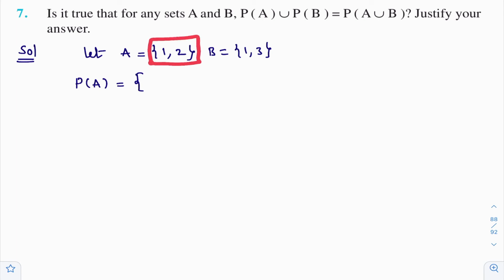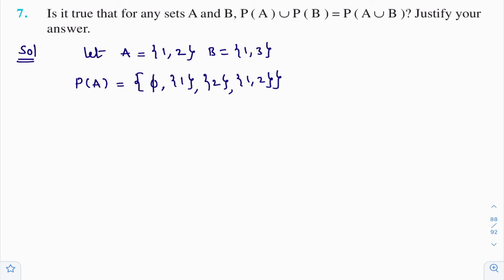Now you need to write all the subsets of set A. The empty set is a subset of every set, so I have written that. The singleton set {1}: you observe that this is a subset of A. At the same time, the singleton set {2} is also a subset of A, and this is also a subset of A.